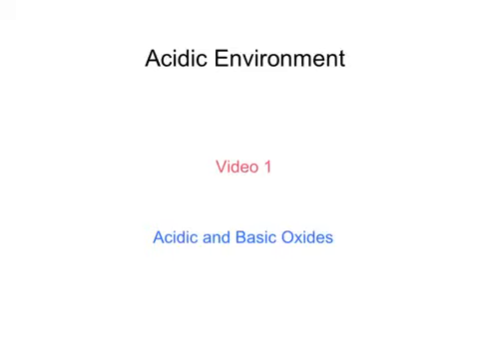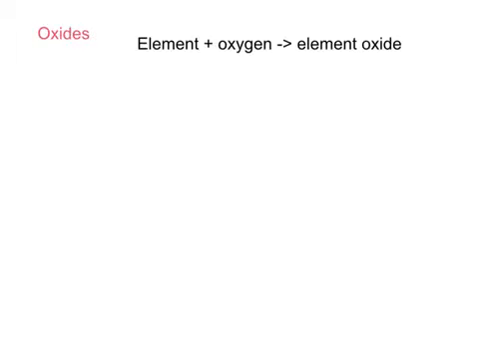This is your first video for the acidic environment, and it's going to be on acidic and basic oxides. So first let's recap. An oxide is when an element bonds with oxygen and it'll form the element oxide. There's a few examples we'll go through.